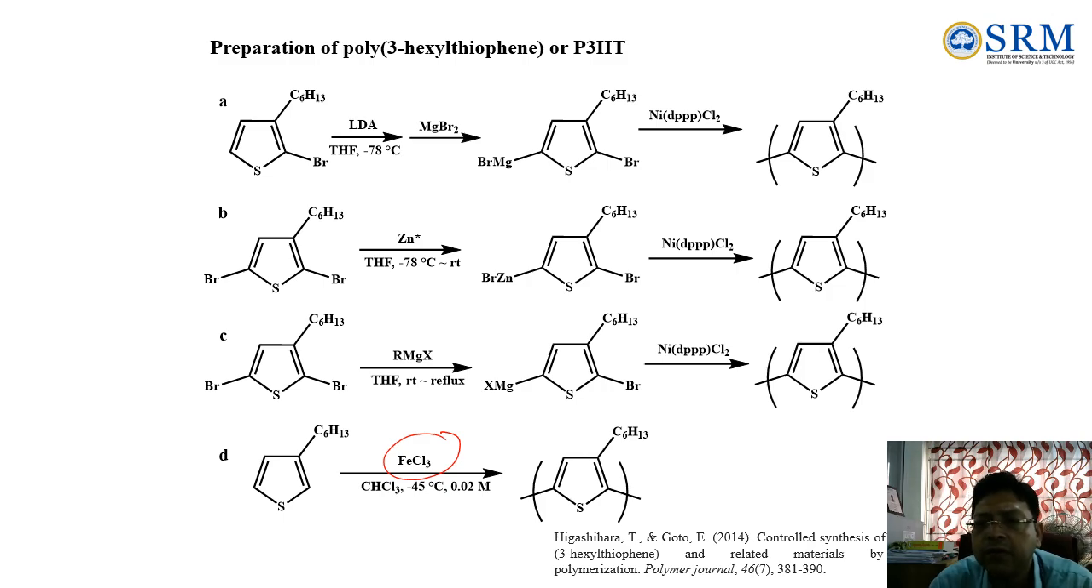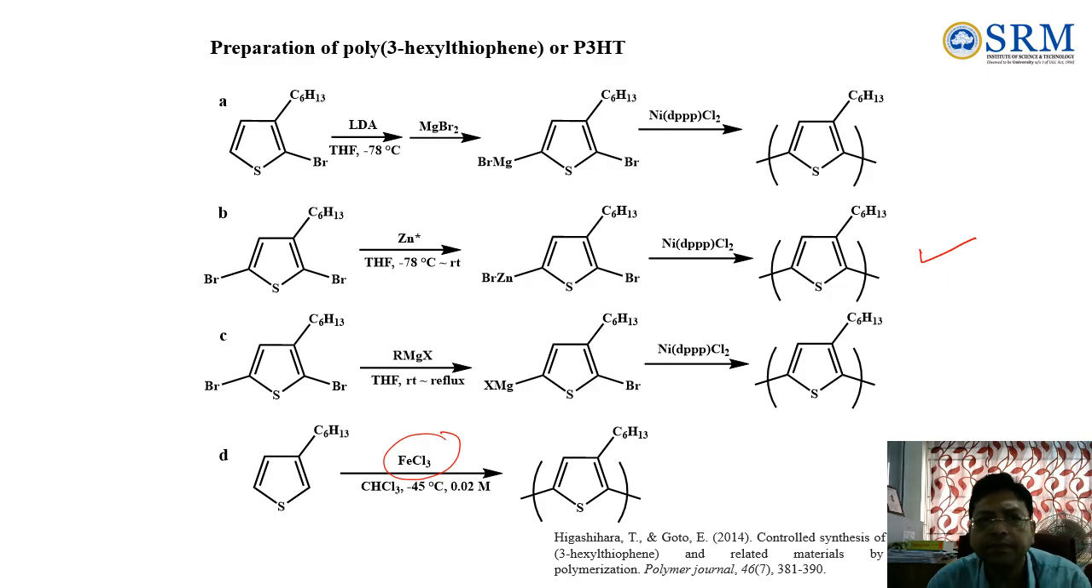So basically we can see that it can lead to the head to tail regioregular poly 3-hexyl thiophene preparation with this temperature, and this method is a very effective method. That means the nickel catalyzed cross coupling reaction in presence of Grignard reagent. So this can generate up to more than 98% poly 3-hexyl thiophene.